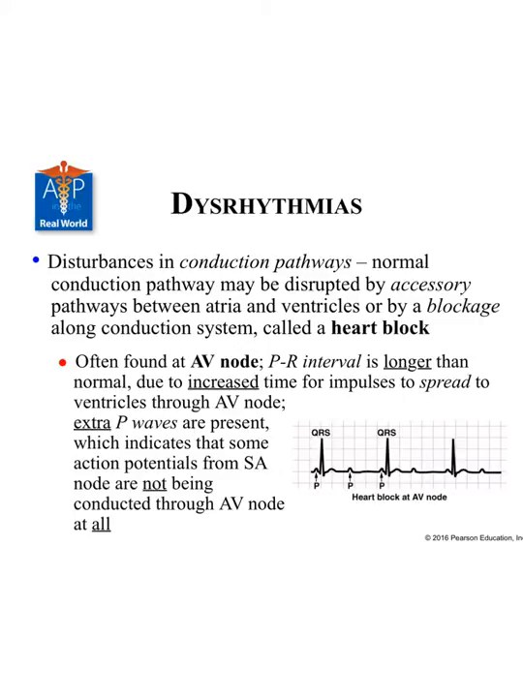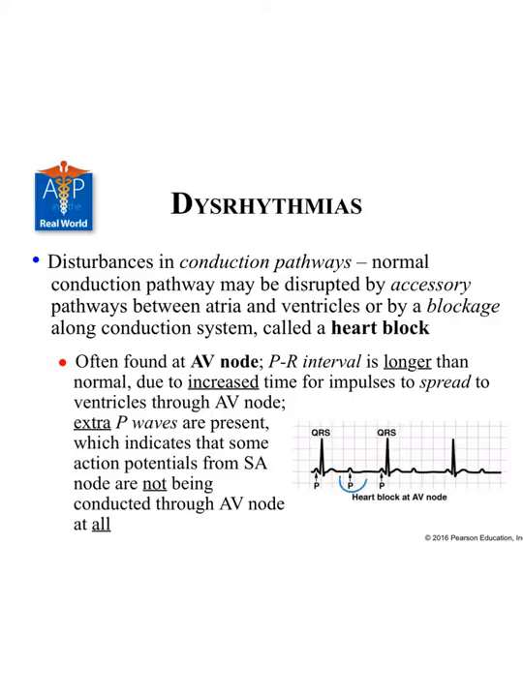So the most common type of heart block is usually at the AV node. What we see here is the P to R interval is longer than normal, due to an increased time for impulses to spread through the ventricles through the AV node.